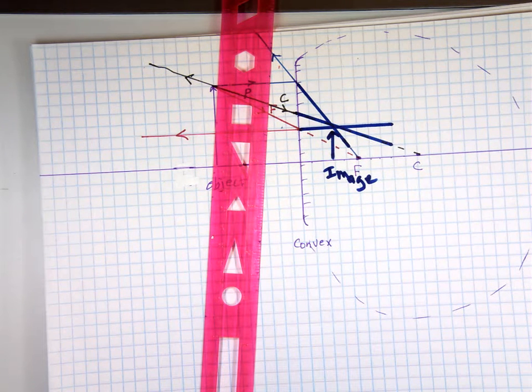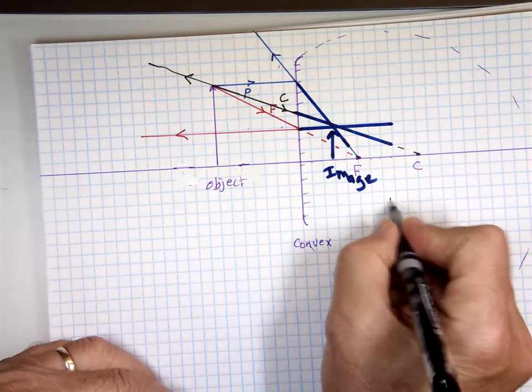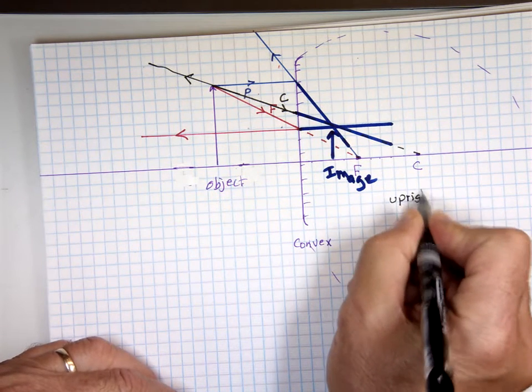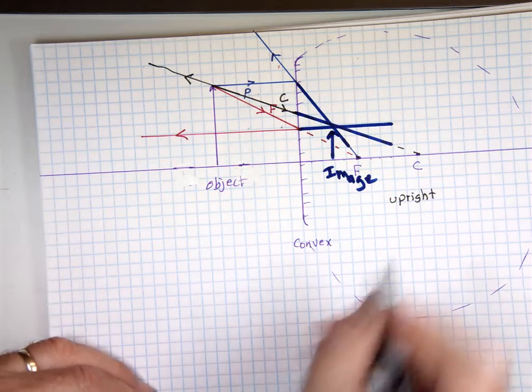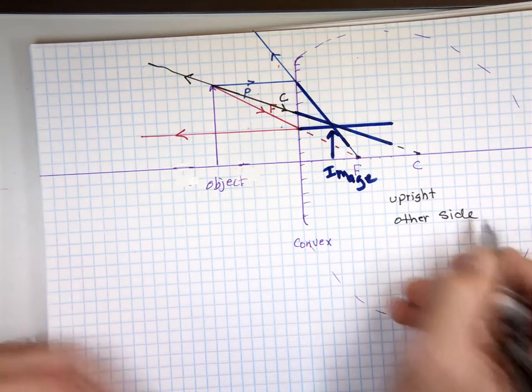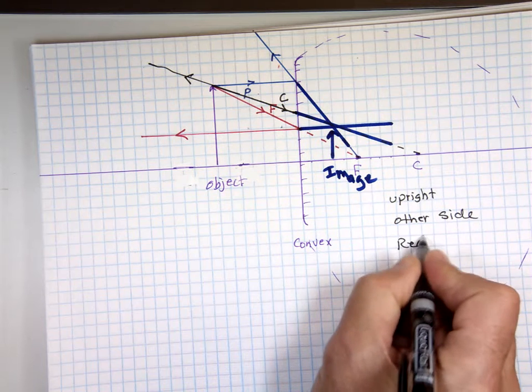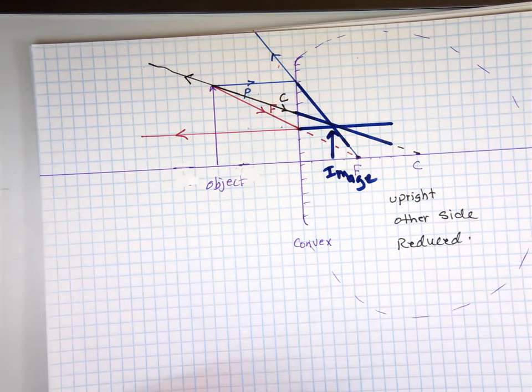And what do you notice about that image? It's upright, right? Other side. And what? Reduced, smaller? That's where the image is going to be.